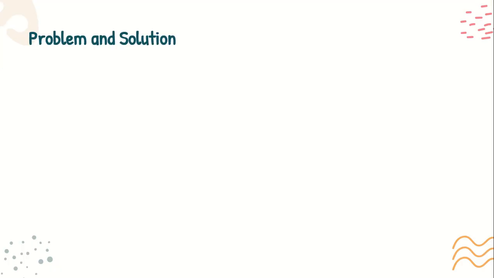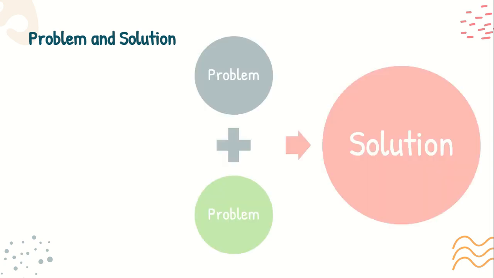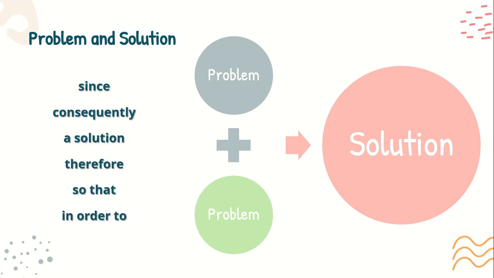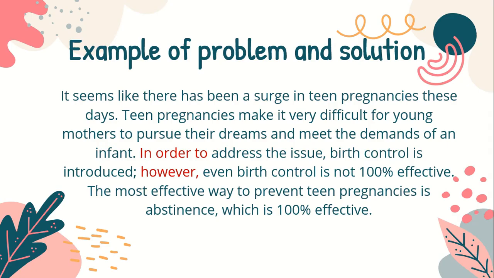Problem and solution. The writer may present a problem and provide one or more solutions to the said problem. Transition words that you can use are since, consequently, a solution, therefore, so that, in order to. Example of problem and solution.